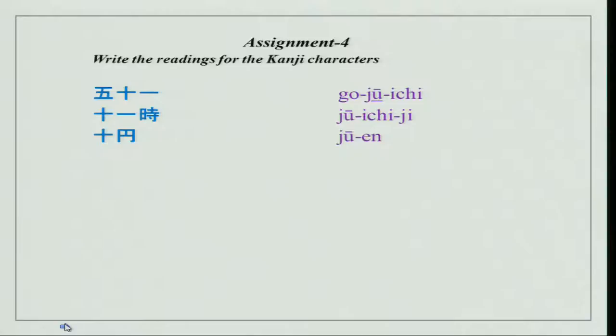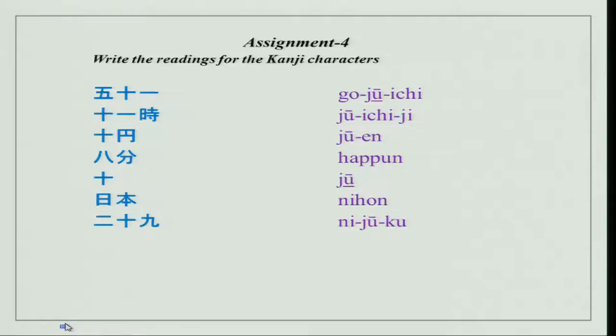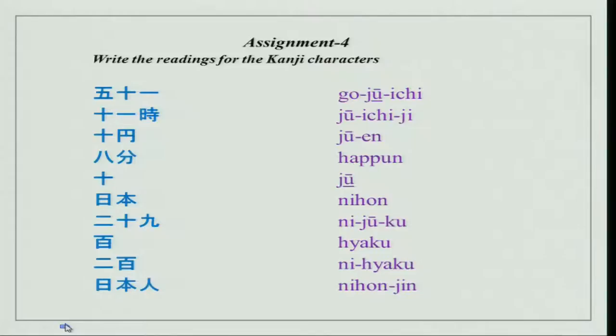Well, the second one is to write the readings for the kanji characters given. I will just read it out once so you get the pronunciation properly. The first one is gojuichi, gojuichi. Juichiji, juen. Happun, ju. Nihon, nijuku, hyaku, nihyaku, nihonjin. I hope you got it right, all of you.